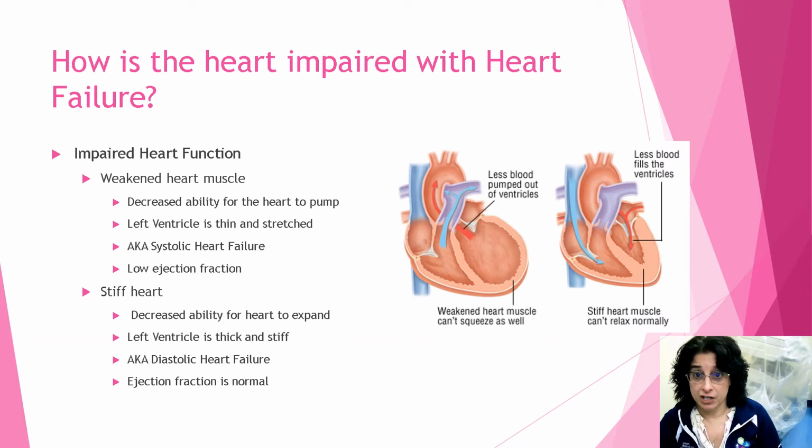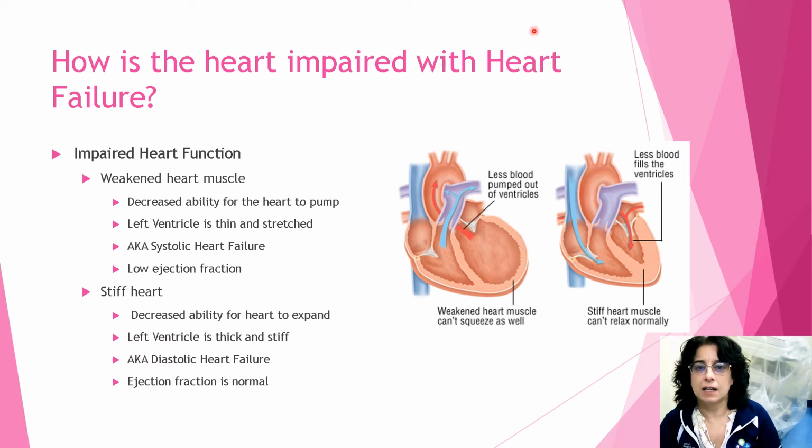There are two different types of impaired heart function. One is when the heart muscle itself is weakened and the pumping action is weak. That's what we call systolic heart failure. That's when the left ventricle gets big and weak. See how it's a little thinner, a little bigger than the normal one. So it gets weaker, so it doesn't have that great ability to pump. We call that systolic heart failure because the contraction is not great. And that is typically when we see a lower ejection fraction.